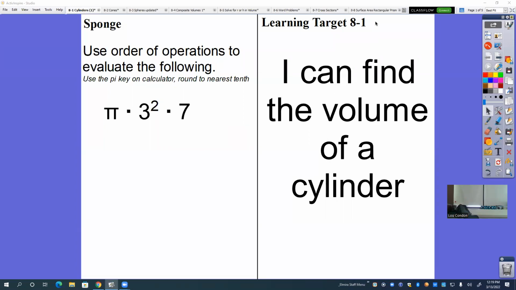Chapter 8, Lesson 1, finding the volume of a cylinder.